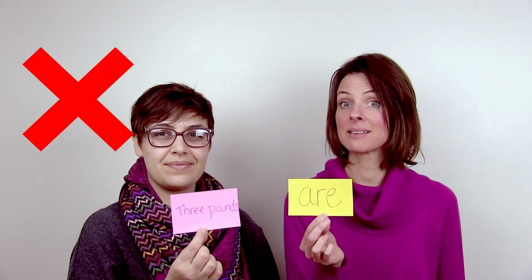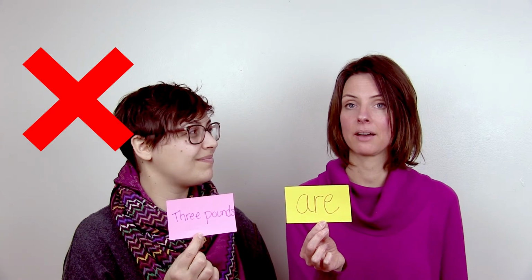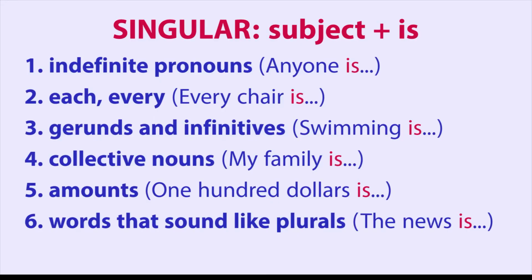3 pounds is the weight of, what, a chicken? Yeah, maybe. Maybe not. A bag of potatoes? 5 pounds? A bag of carrots. Yeah. 3 pounds is the weight of a bag of carrots. Oh, not are, is. That's right. Here is a summary of the rules we covered today.